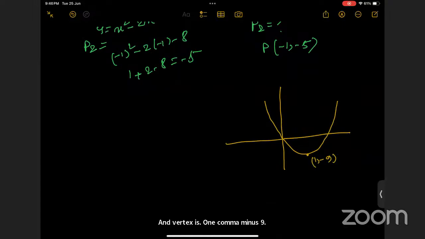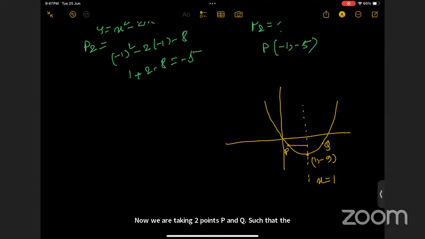Yes, ma'am. So this is the axis of symmetry, which is x equals 1. Now we are taking 2 points P and Q such that the distance of P and the distance of Q from the axis of symmetry is 2. That means this distance is 2. This distance is also 2.